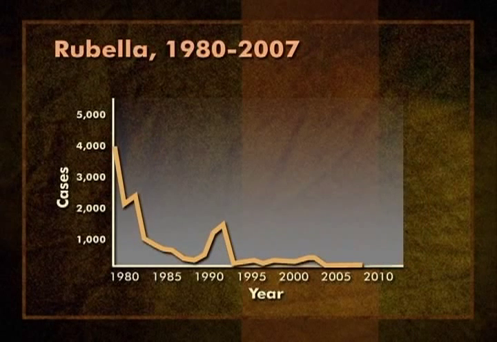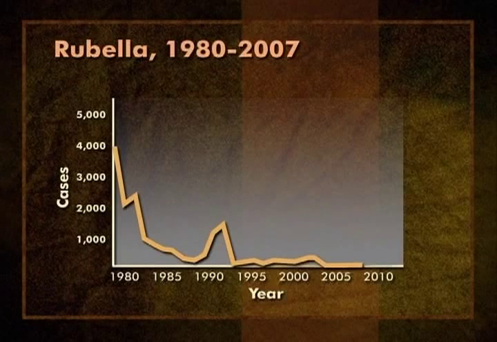This graph shows reported rubella cases by year since 1980. Since 1983, fewer than 1,000 cases of rubella have been reported annually, except in 1990 with 1,100 cases and 1991 with 1,400 cases. These increases were due to large outbreaks in California in 1990 and among the Amish, mostly in Pennsylvania, in 1991.